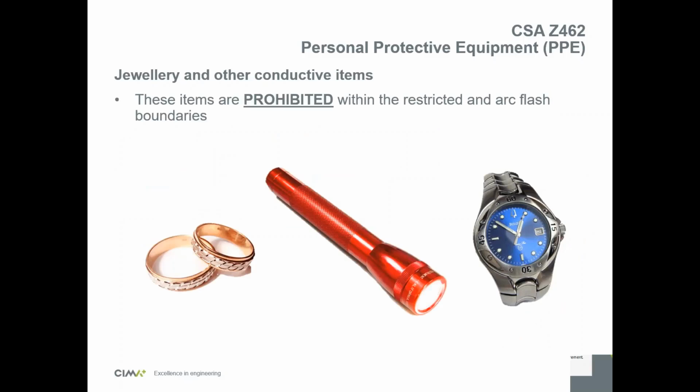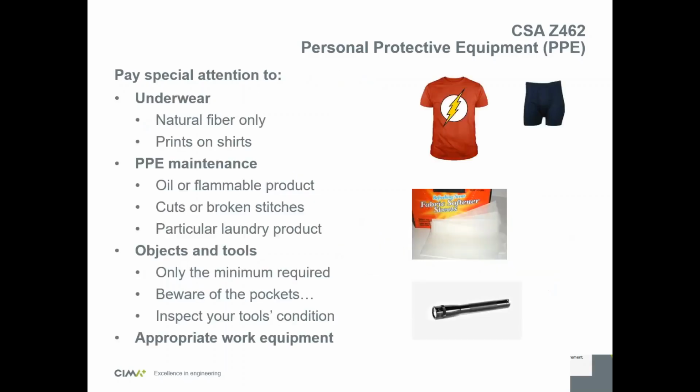So what about jewelry and other conductive items? Well, for example, wedding bands, metallic torches, or metallic watches. So these items are prohibited within the restricted and arc flash boundaries. So it's very important to pay special attention to underwear. It needs to be in natural fiber only. It's very important to check for prints on shirts, because prints on shirts can melt and injure the worker even more. So avoid prints on shirts.